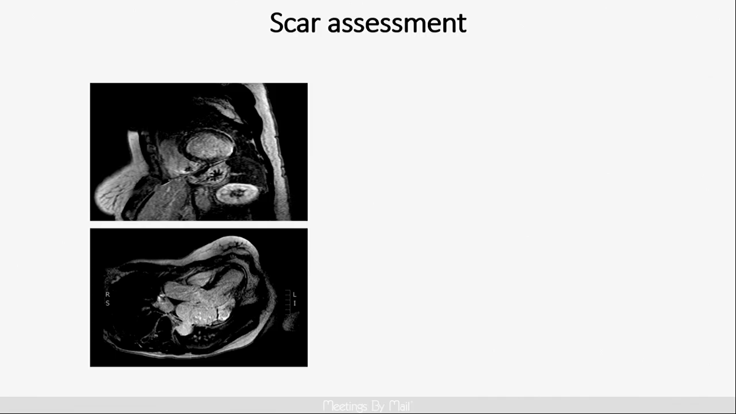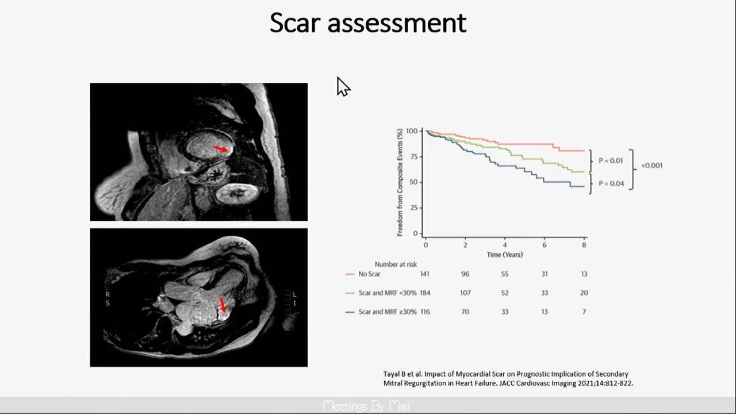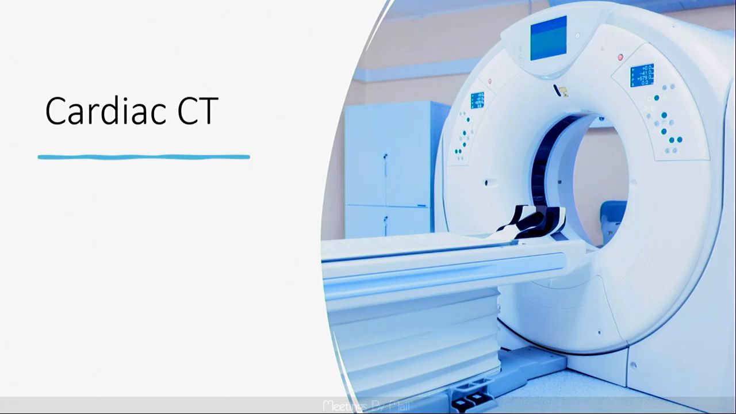Scar assessment is particularly specific to cardiac MRI, where you can see if there is gadolinium uptake, which appears as a bright spot on delayed enhancement imaging, and this has been associated with worse prognosis. In patients with primary MR, we typically see it along the lateral wall and sometimes infiltrating the papillary muscles. And then the presence of scar portends poor prognosis, especially in the setting of severe MR.